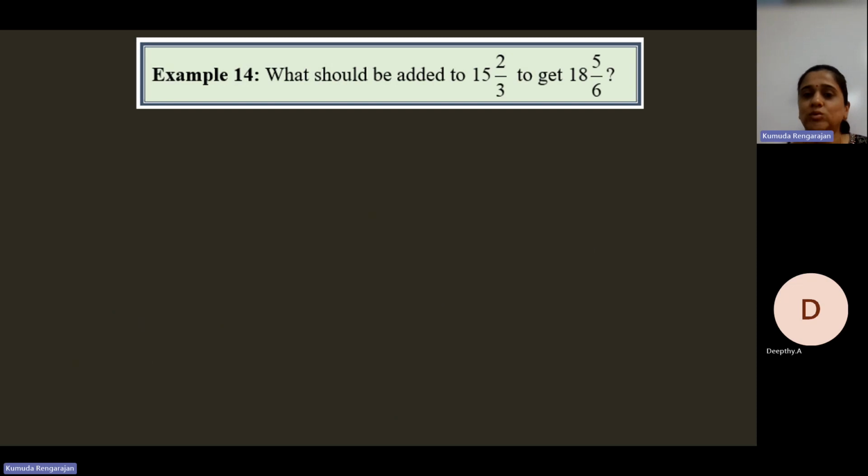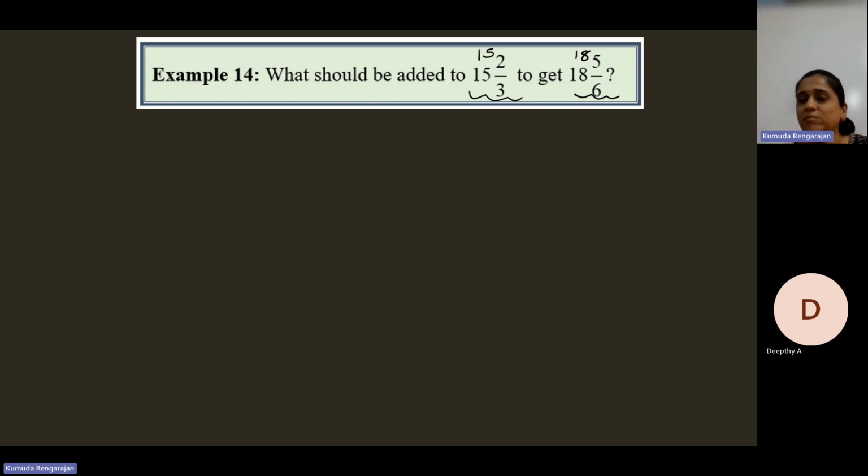What should be added to 15 2 by 3 to get 18 5 by 6? Should subtract. Okay, we'll just take a different example. We'll just take different numbers for this. Supposing this is 15 and this is 18. Ignore the fraction part, okay? What should be added to 15 to get 18? 3.